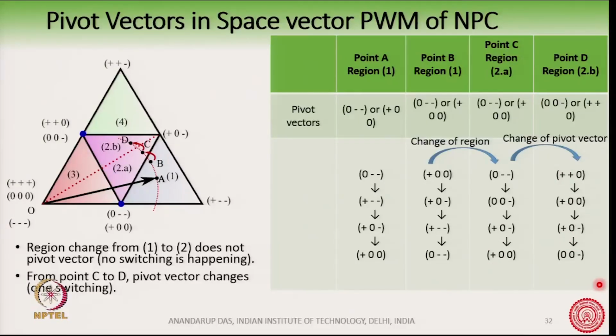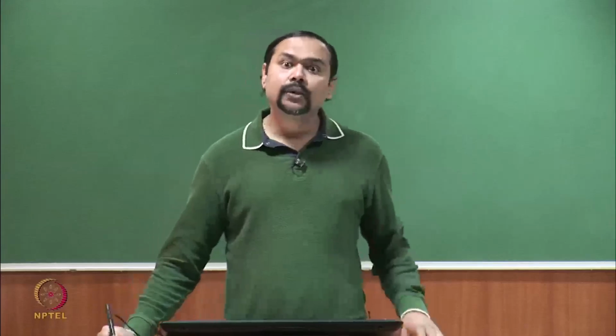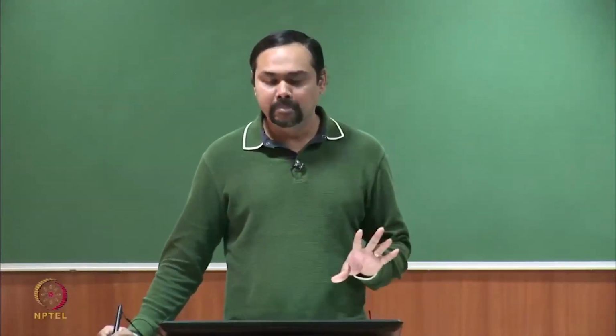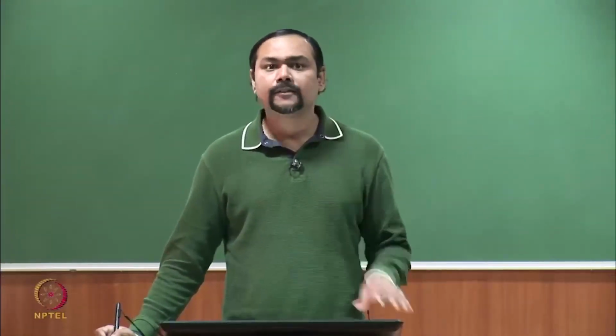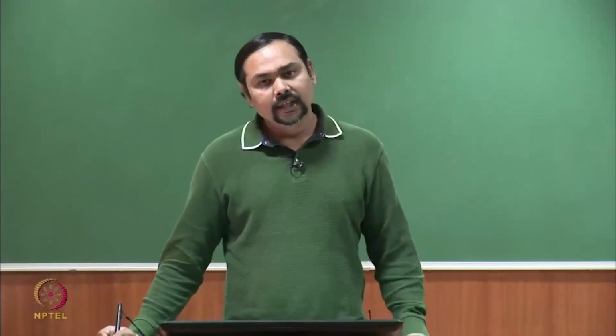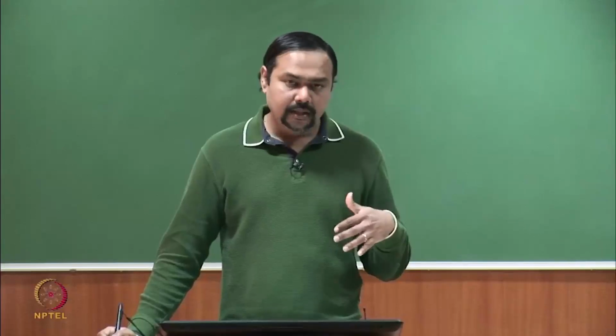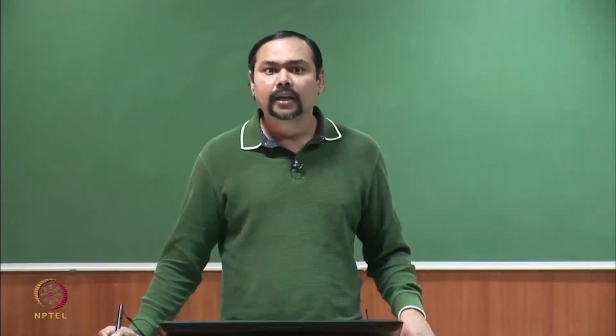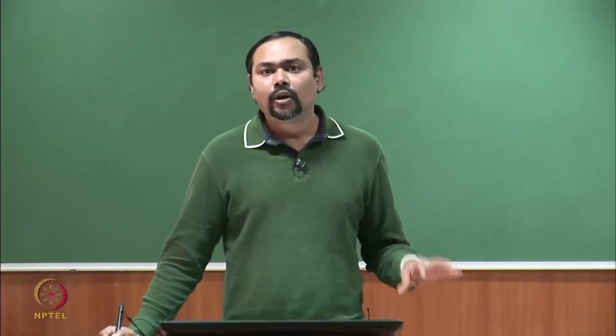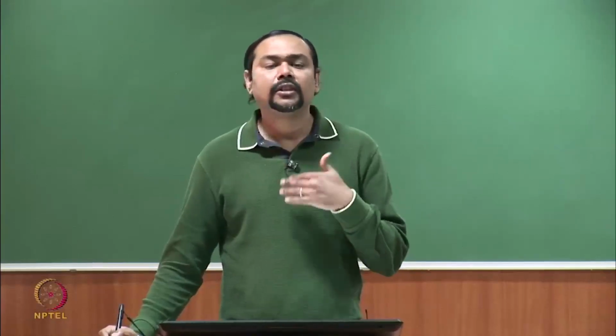Okay. So, this gives you an example of how we are switching, and we see that when we have a change of the pivot vector, we have one switching extra that takes place in this. Now, this is only one way of switching. I must admit here that this is one way of switching that we have explained here. There can be infinite possibilities of switching, okay, and extensive work has been done and many papers have been published on different types of switching on NPC.